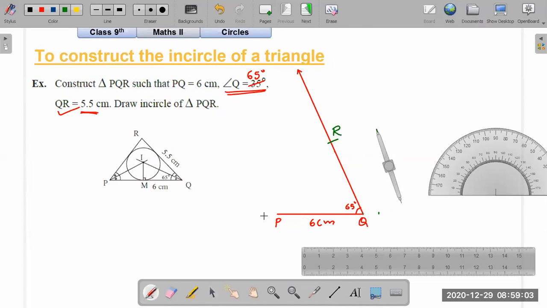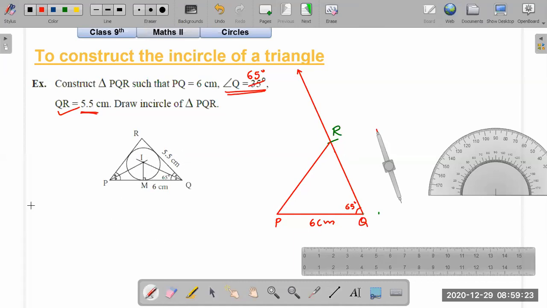That is point R. And quickly we are going to complete the construction of this triangle. Joining P to R, we get the triangle. So this completes the construction of the triangle. But we are asked to find the incircle, right?